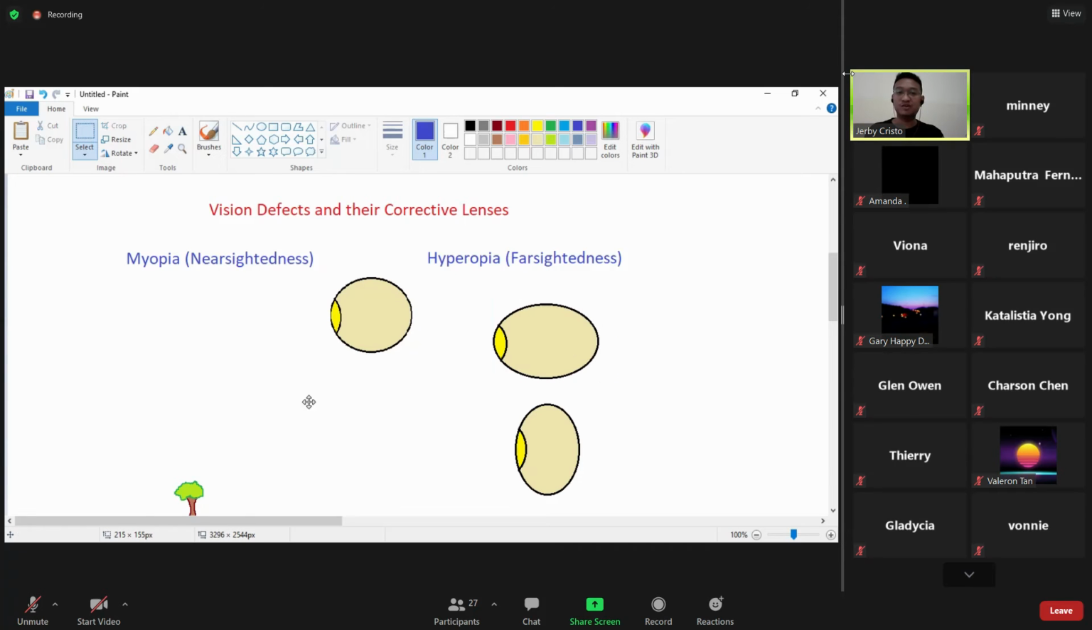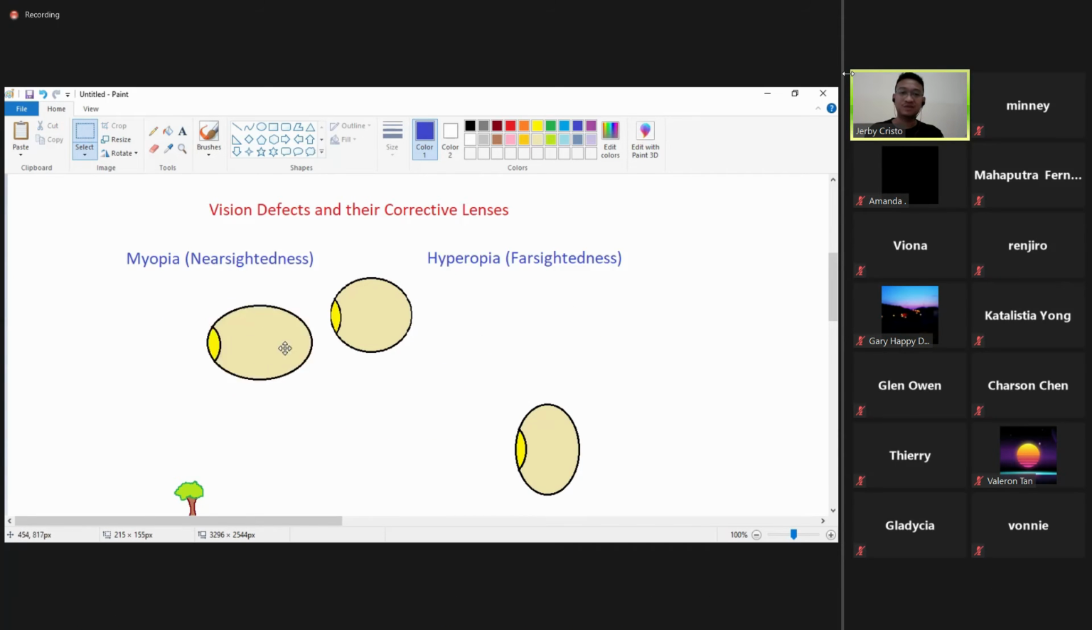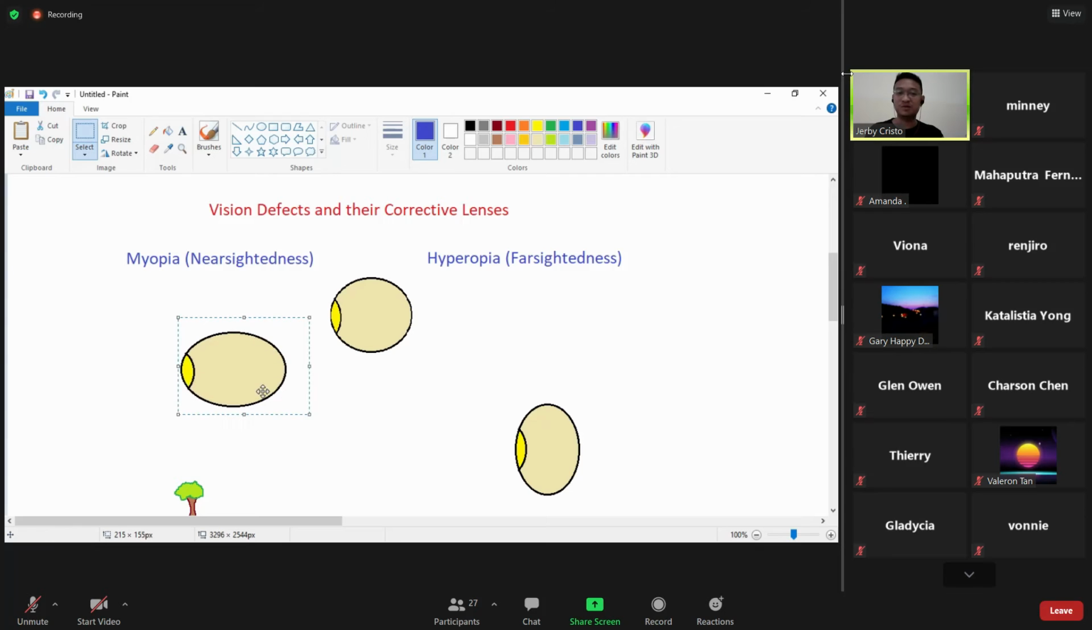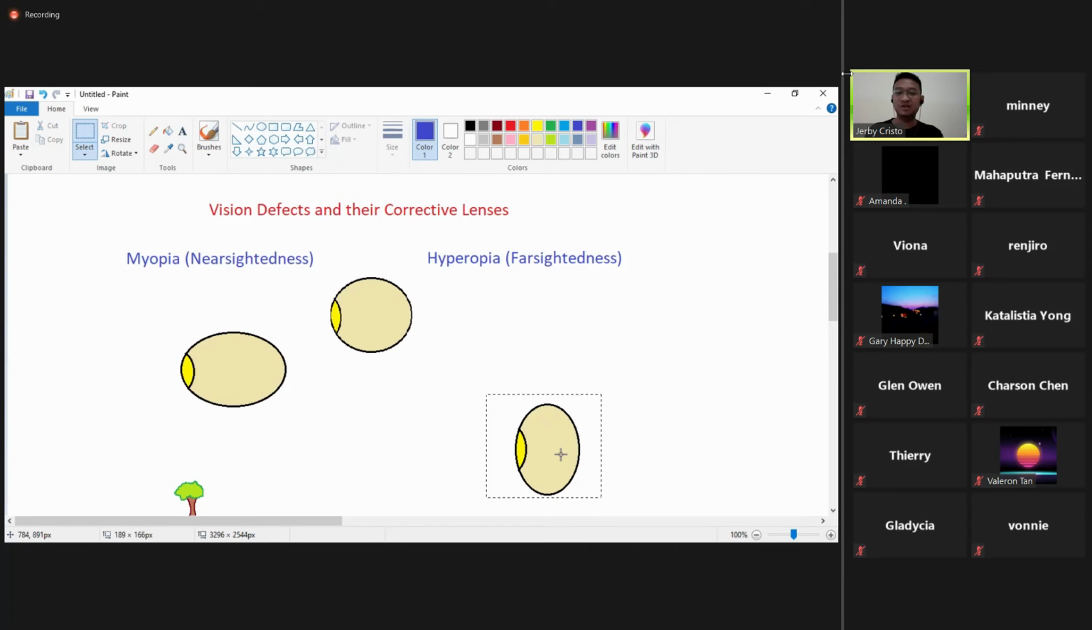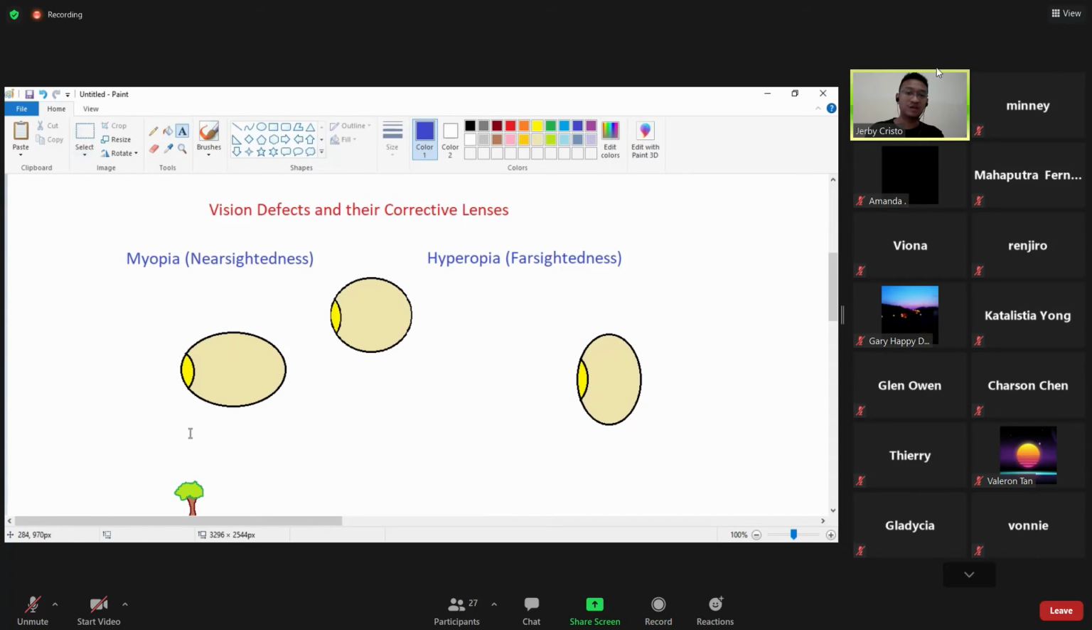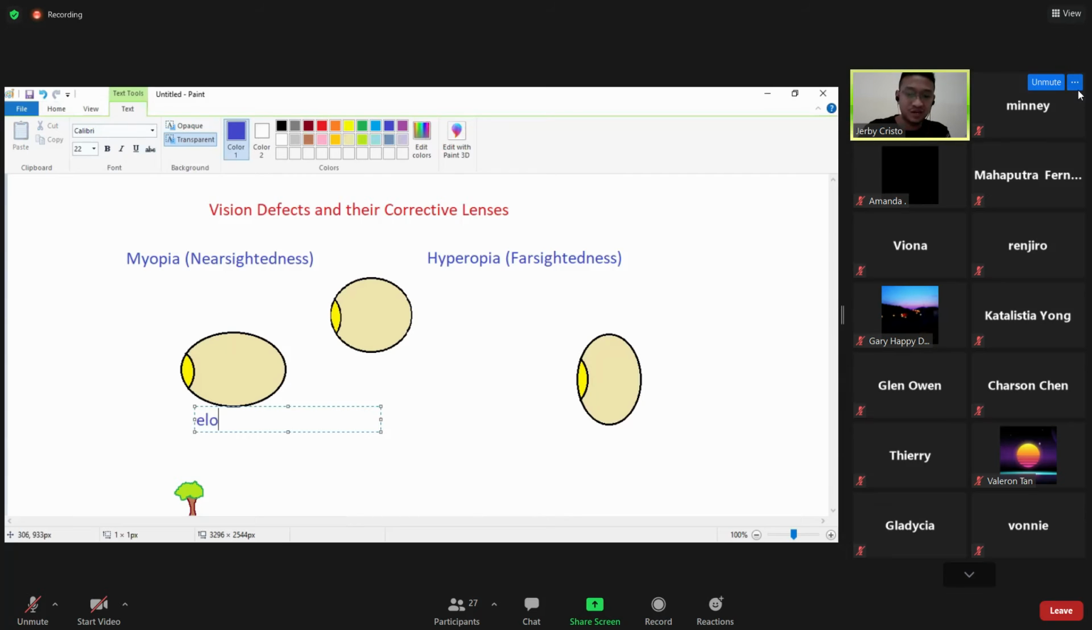Which one has an elongated eyeball? Is it myopic or hyperopic? Okay, it's a myopic person with an elongated eyeball, whereas a hyperopic person has a shortened eyeball. So that's the difference. Elongated, and this one is quite shortened.